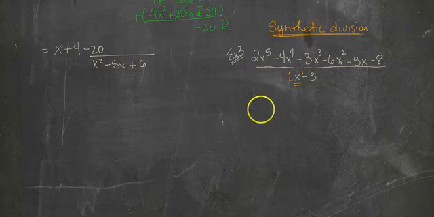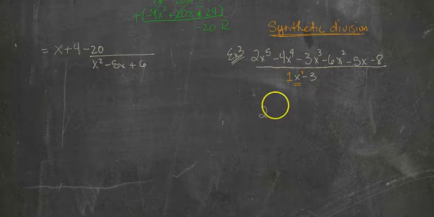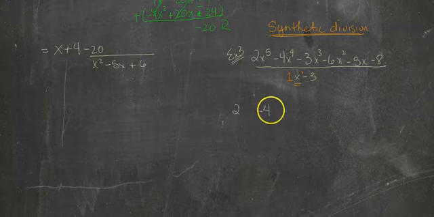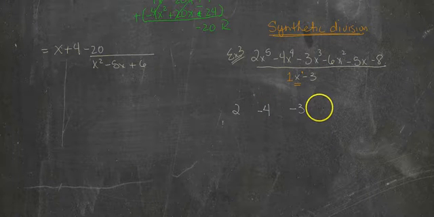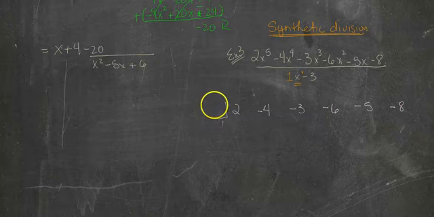And here's what you do. You write only the coefficients. So 2, give myself some room here, -4, -3, -6, -5, and -8. So all the coefficients on top, and then you're going to put the opposite here.